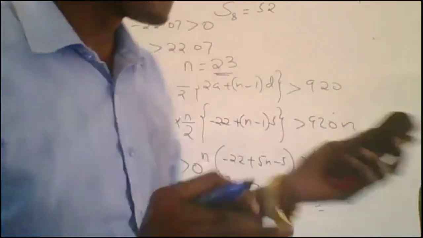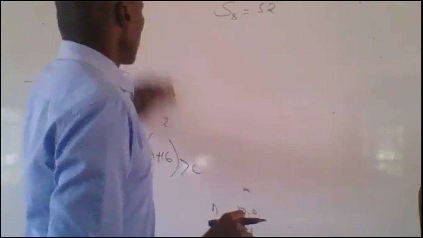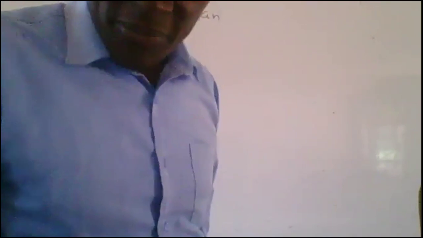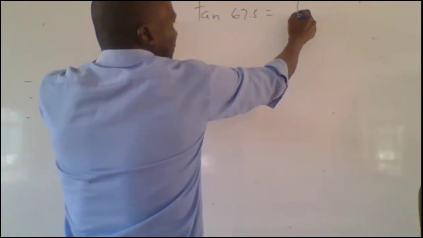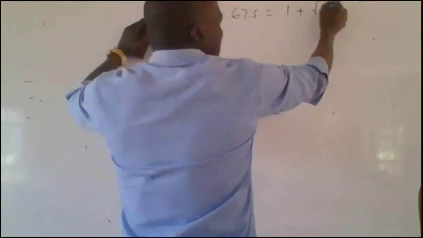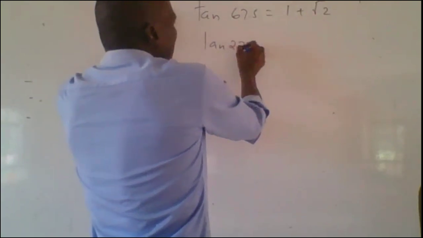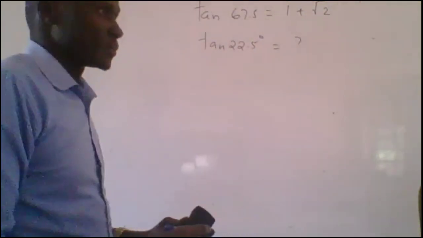This is a section 1 question on trigonometry. Given that tan 67.5 degrees is equal to 1 plus square root of 2. Find tan 22.5 degrees without using mathematical table or a calculator, leaving your answer in its simplest form.